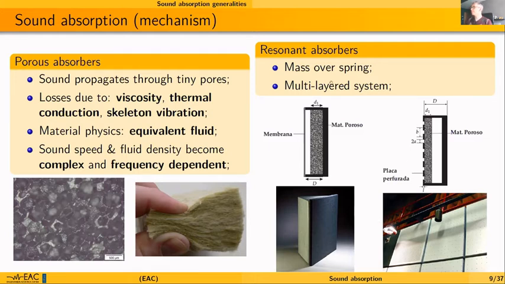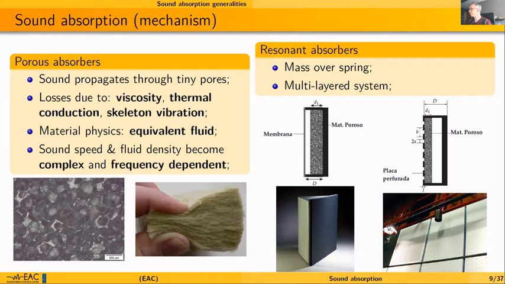And on the other hand, we have resonant absorbers that are commonly used in small rooms and large rooms as well. Basically, the absorption characteristic in that case is due to a mass vibrating over a spring, and the mass can be, in the case of membrane absorbers, the membrane itself, and the spring is the air contained inside the cavity.